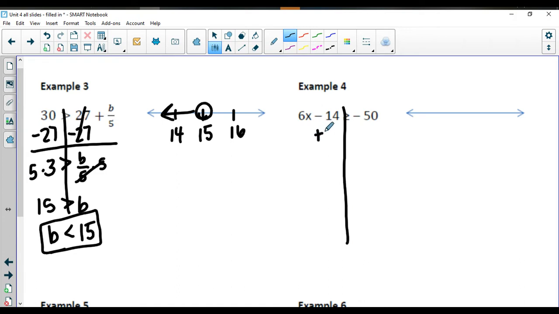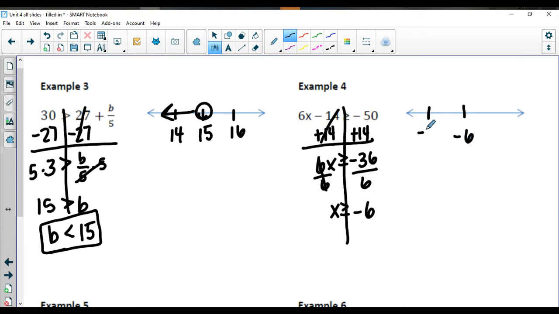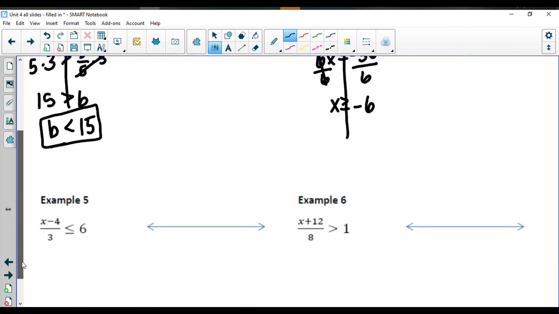In example number 4, I'm going to add 14 to both sides. Canceling out, 6x greater than or equal to, this will give me negative 36. I'm going to divide through by 6, x greater than or equal to negative 6. So negative 6 is my target, 1 to the left, 1 to the right. We're going to put a closed circle on negative 6 and shade to the right because x is greater than or equal to negative 6.